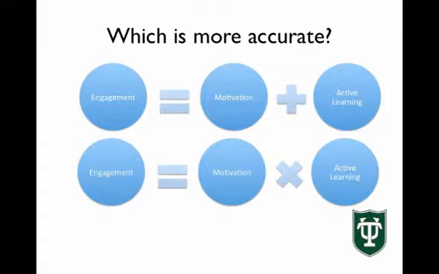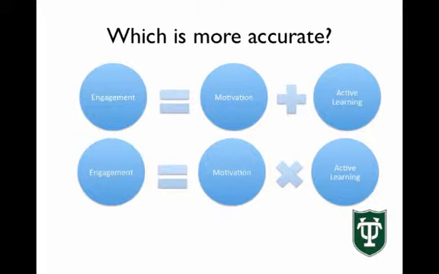One looks at engagement as the sum of motivation and active learning. The second one looks at engagement as the product of motivation and active learning. So what do you think is the correct one? Think about it this way. If a student is motivated but is not doing anything, could he be engaged?